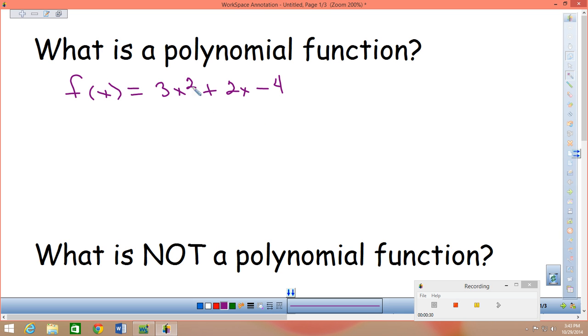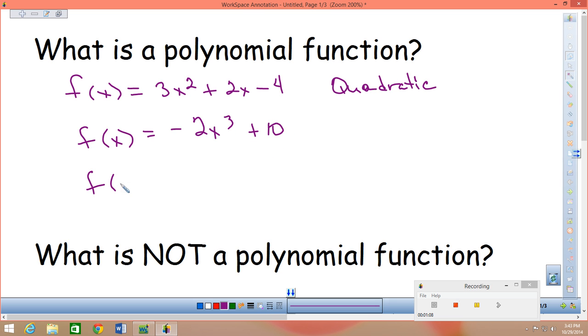X is always going to have a positive whole number exponent. No negatives, no fraction exponents. Another example, by the way, this one right here is quadratic. You guys should be familiar with that one. Second power is quadratic. I could have f of x is equal to negative 2x to the third power plus 10. This is a polynomial function.